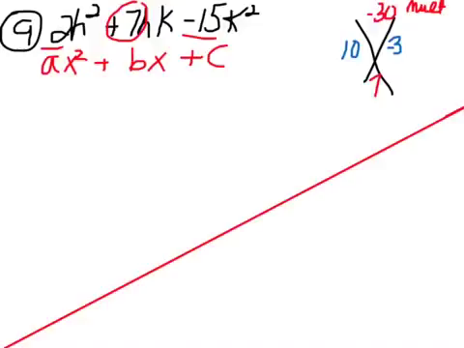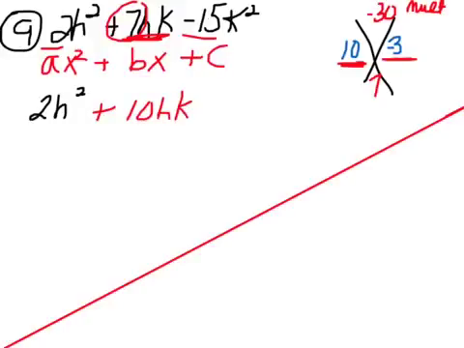All right, so what I'm going to do is rewrite my equation. I'm going to leave my first term, 2h squared, the same. But I'm going to take that 7hk, underline it in red, and replace it. I'm going to put the variables with this 10 that I found over here and with this minus 3 that I found. So it's 10hk minus 3hk, because 10hk minus 3hk is 7hk, right? All right, and then I copy down my last term, minus 15k squared.